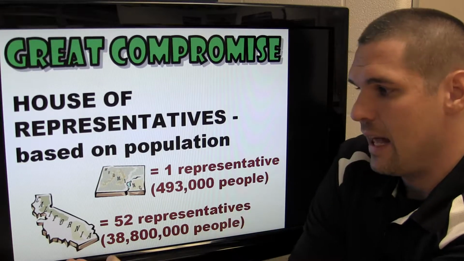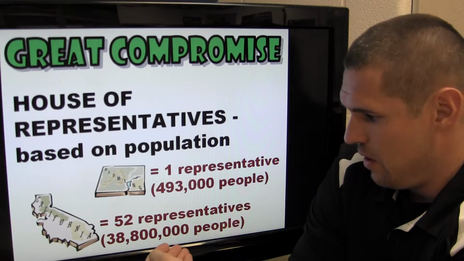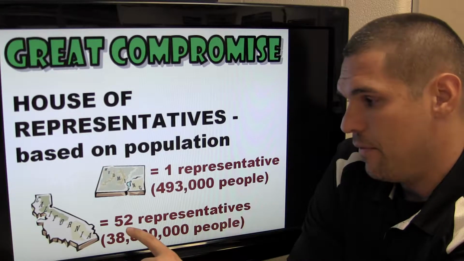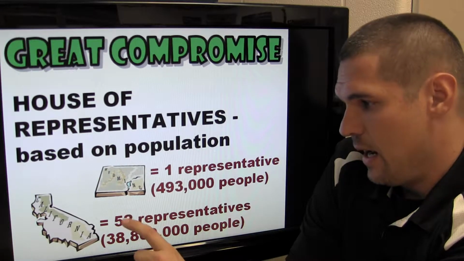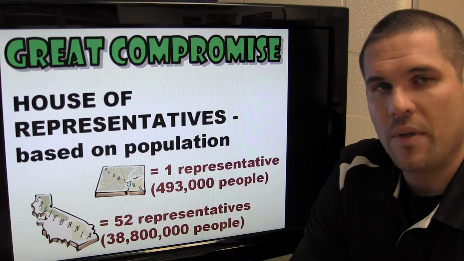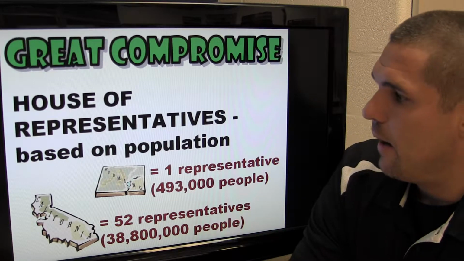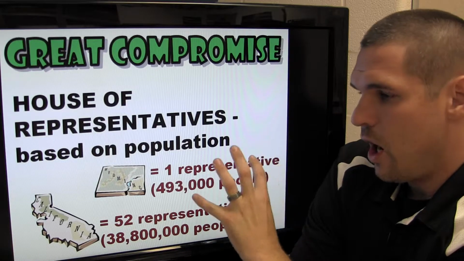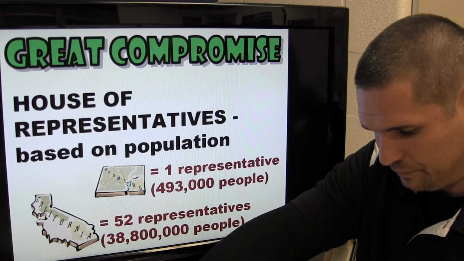But if you take a look at California, which has a huge population, probably near 40 million at this point, they now have 53 representatives, with the 2 senators giving them 55 electoral votes. So you can see that this is going to benefit the large states, where in the Senate it's going to benefit the small states.